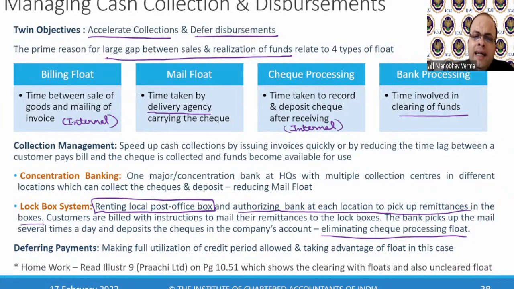And of course, the idea is that if you are talking about an online payment like an NEFT, RTGS and all, anyways, you're even talking about reducing the bank processing float as well. So there are modern techniques where you may or may not have any of these floats, right?